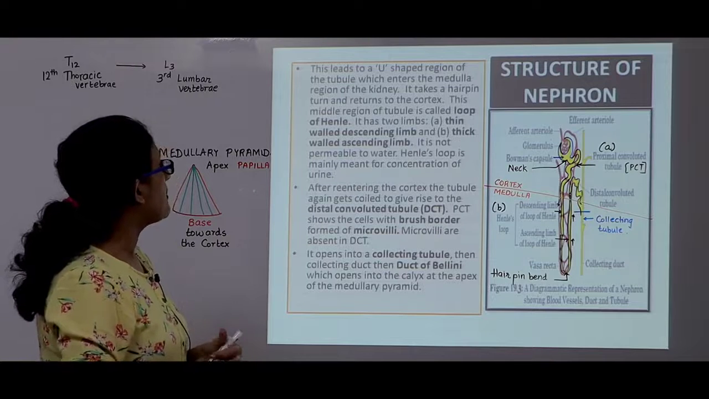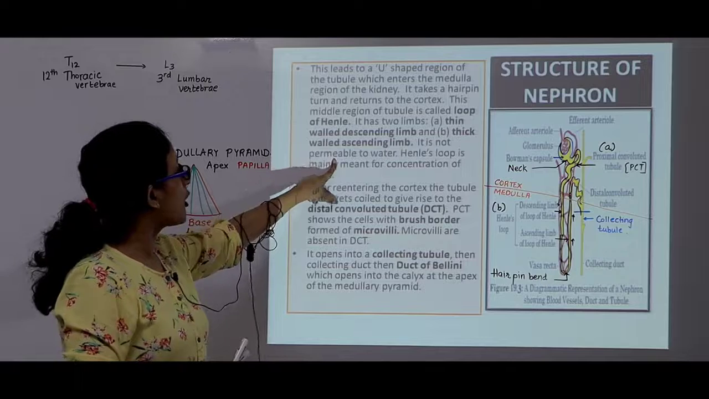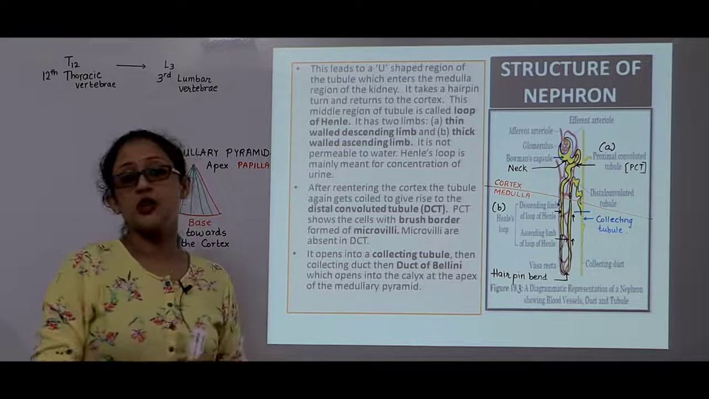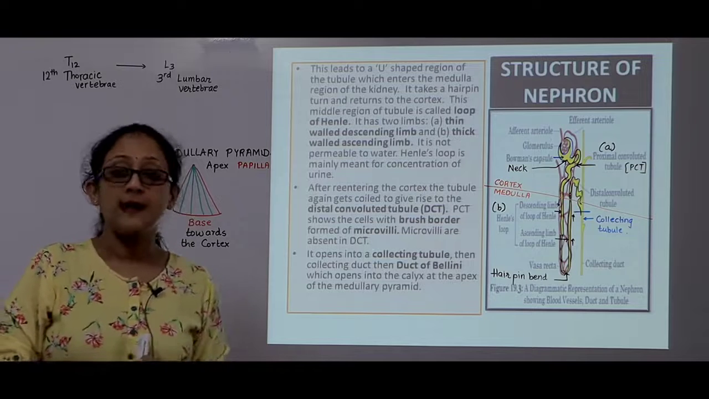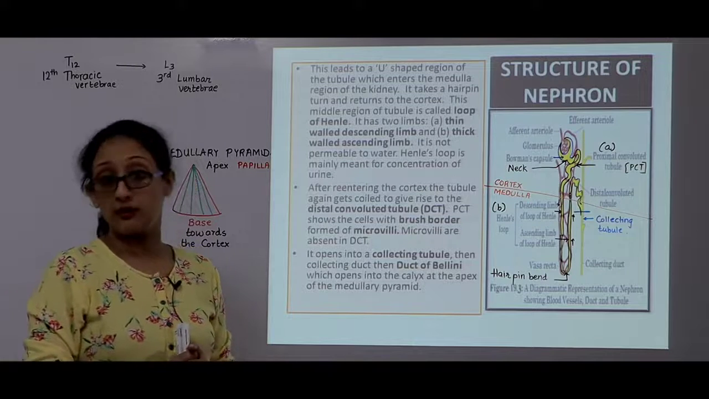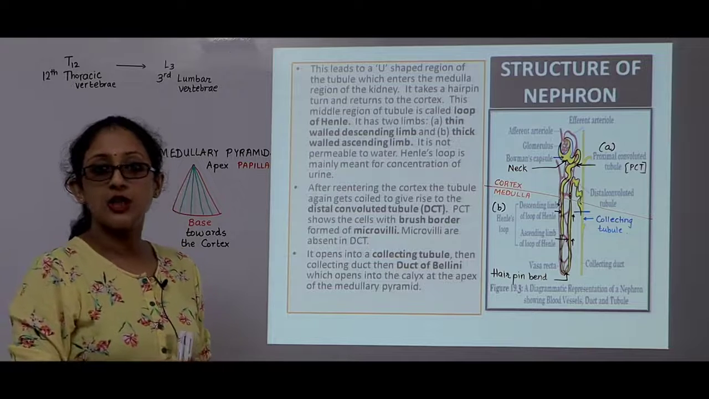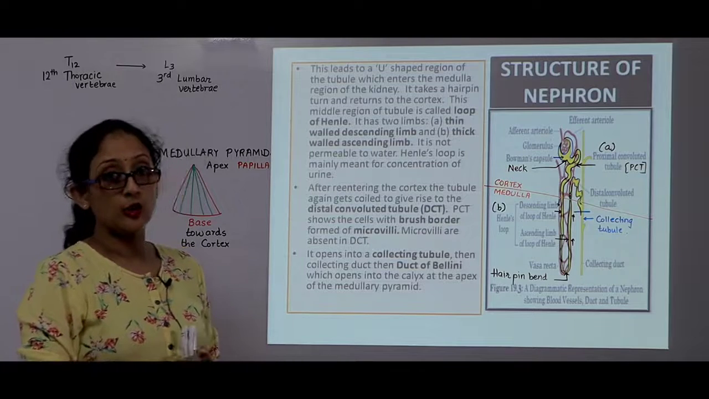It is not permeable to water. Which is not permeable to water? Only ascending limb. And the main function of Henle's loop is concentration of urine. Underline that, that's a very important MCQ. The function is concentration of urine.